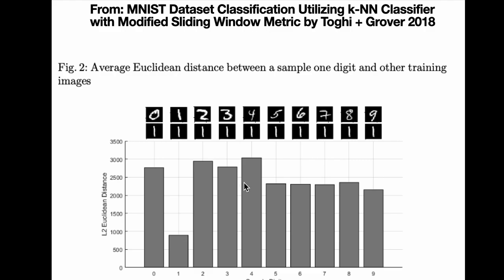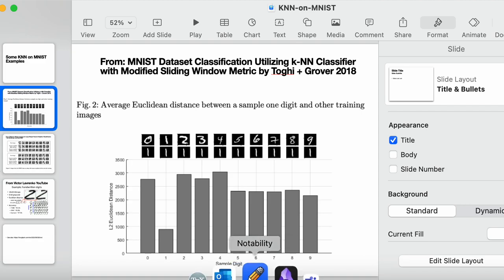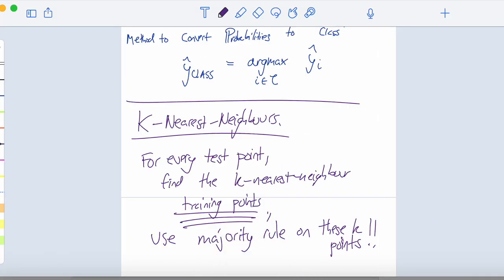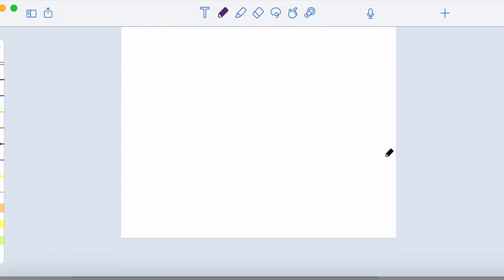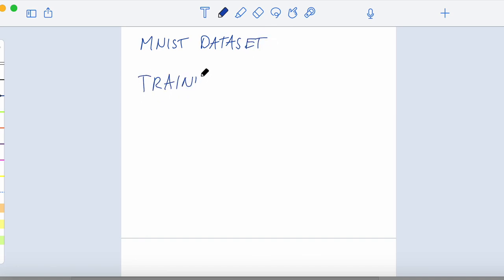So let me say a little bit before I tell you the results. Let me tell you about these images. So the MNIST data set has a training set, and it's 28 by 28 black and white images.